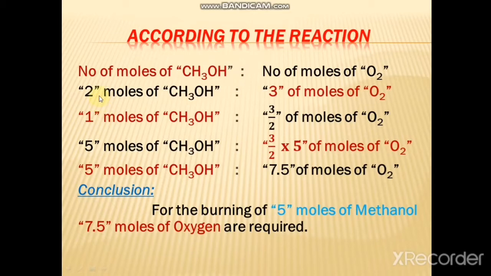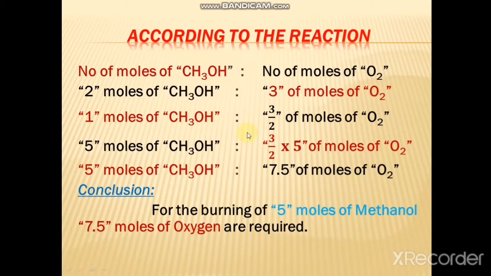For example, for the combustion of 2 moles of methanol, 3 moles of oxygen are required. So if we are interested in the combustion of 1 mole of methanol, we will use 3 by 2 moles of oxygen. This 2 will be shifted towards here. Here it is multiplied, it will be divided here. So for the combustion of 1 mole of methanol, 3 by 2 moles of oxygen are used.